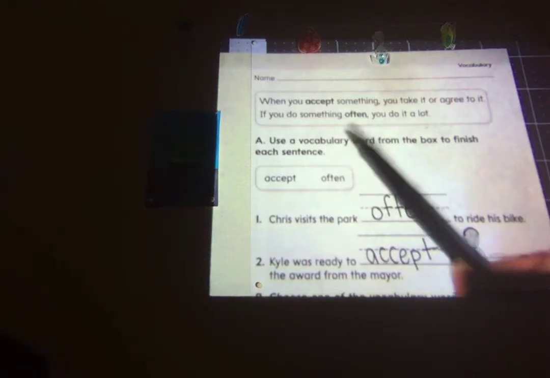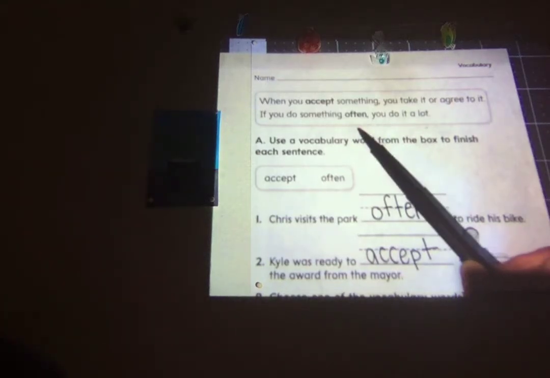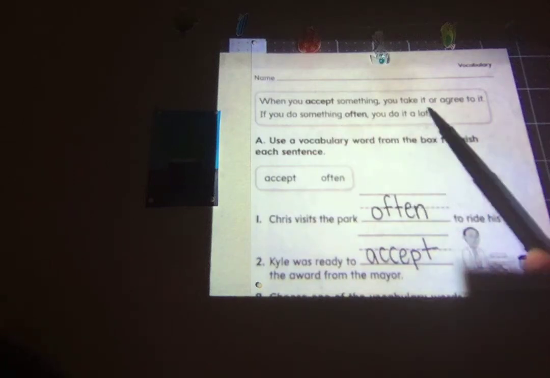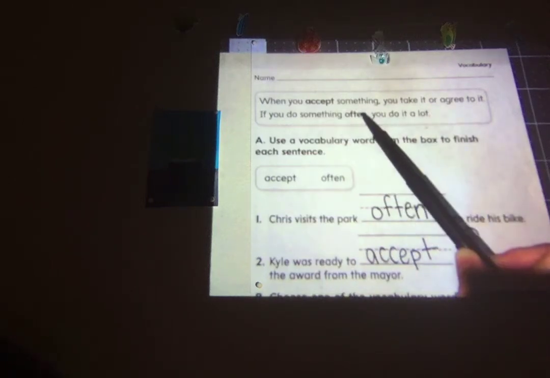Sometimes it's more fun. You can think about, what do mom and dad do often? What does grandma do often? What does Miss McBride do often? Think about what someone does a lot, and that's what they do often.